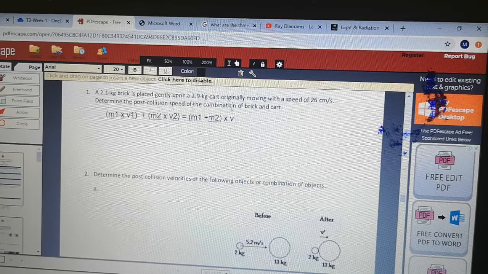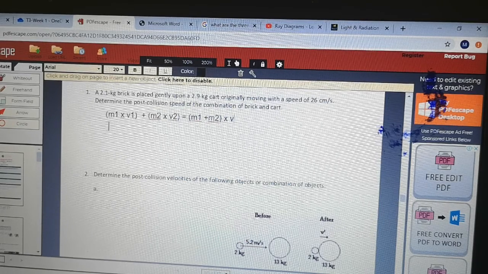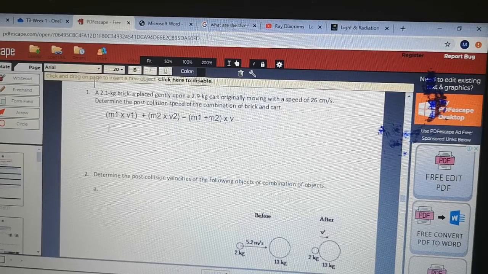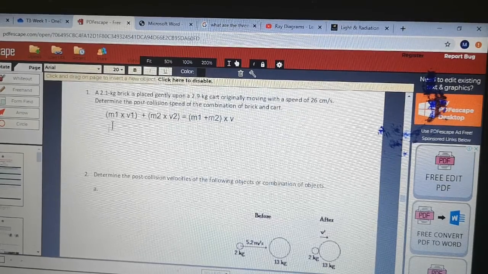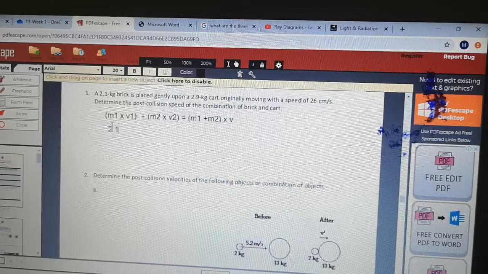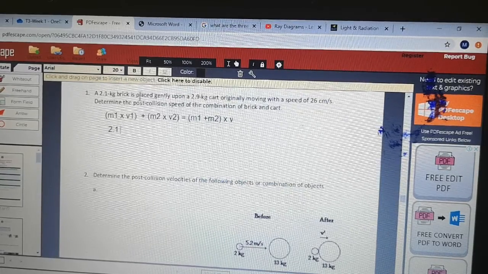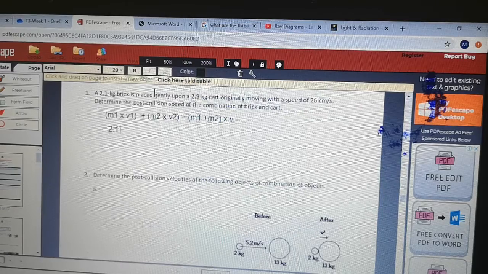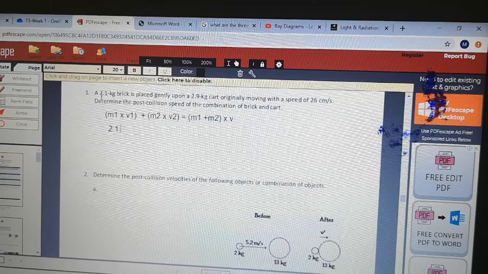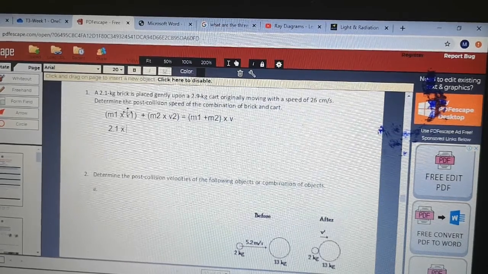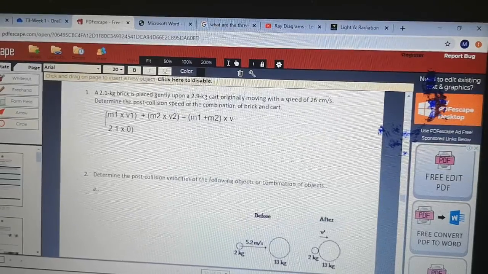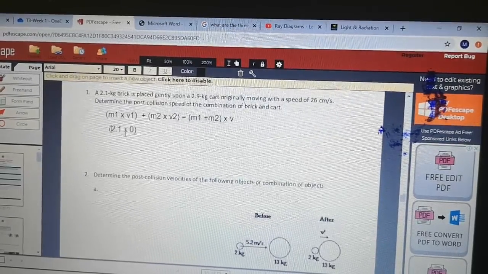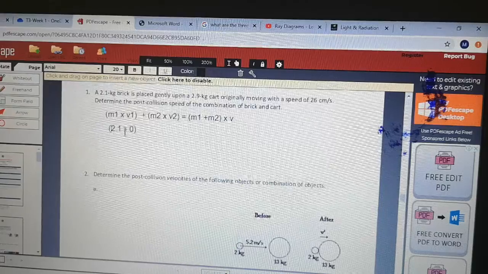It says they're combined, so it's inelastic. Doesn't matter which one is which, so let's call the brick object 1. 2.1. It says it's placed on top of the cart. It's placed gently on top. So the brick to begin with has no speed. Not in the horizontal direction.